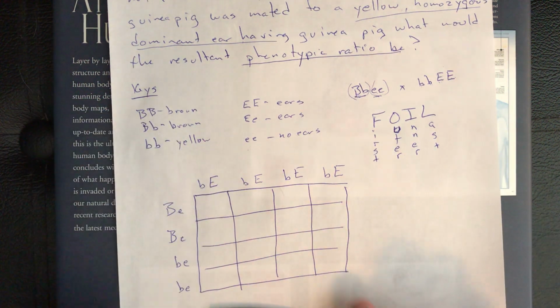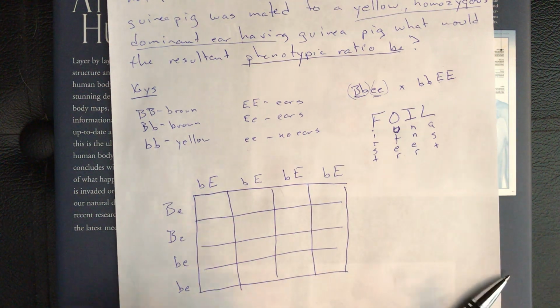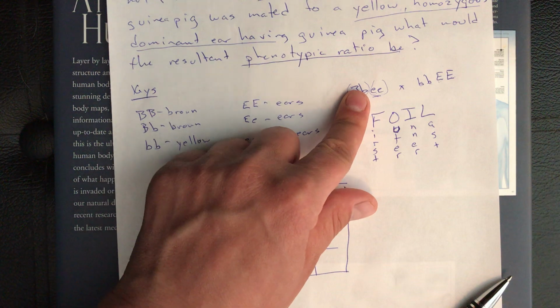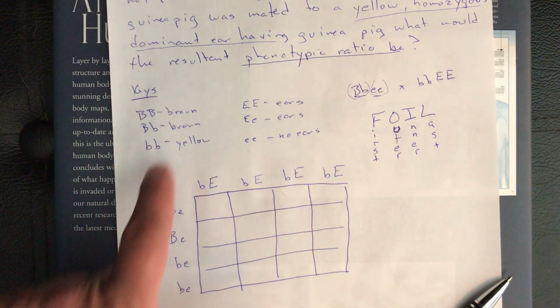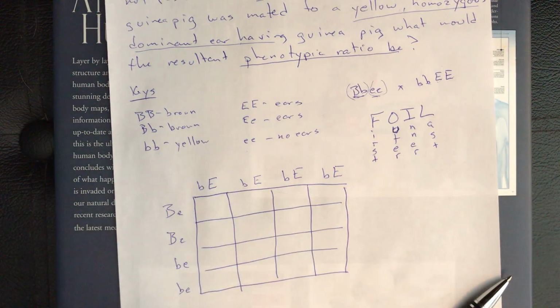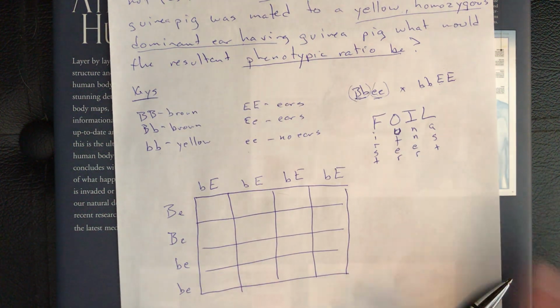So this is a critical step. This part right here, like I said, is the part where kids generally tend to make the mistake. They don't find the gametes correctly to go across the top and the side, and then they get the wrong stuff in here, and then they can't answer the question. So this part right here is the most important.